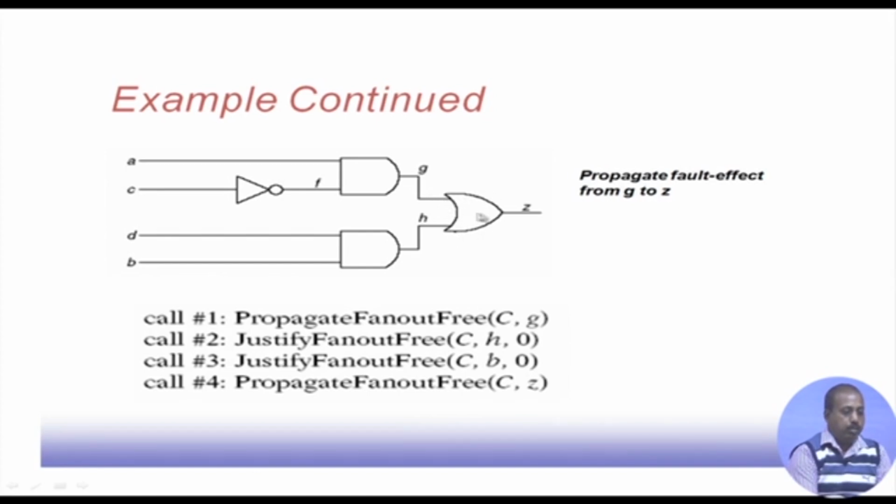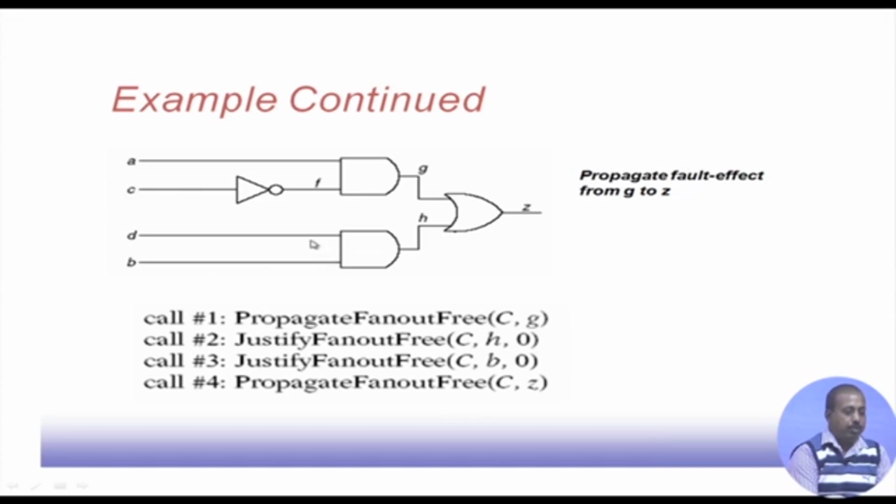It will find that this is an OR gate, so it requires that this H point must be set to 0. So, it will call this justify fan out free routine at C H 0, so that this H point is set to 0, and that in turn will call this justify routine, so that this line B is at 0.